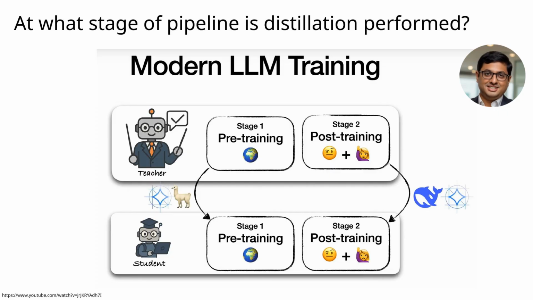The first key question is, at what stage of the LLM training pipeline should distillation be applied? Option 1 is pre-training, which we discussed earlier. This is what Llama 4 does. Option 2 is post-training. DeepSeek applies distillation at this stage. Option 3 is to apply distillation during both pre-training and post-training, as done by Gemma 3 by Google. This flexibility in applying distillation enables researchers to balance efficiency and performance based on the chosen stage.